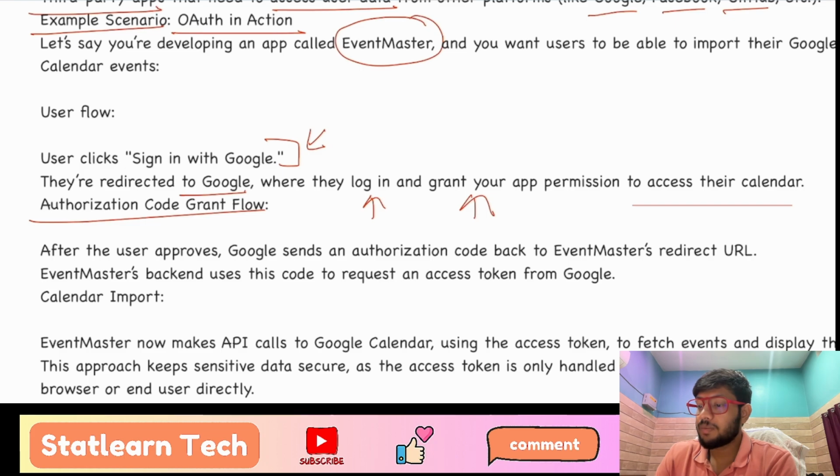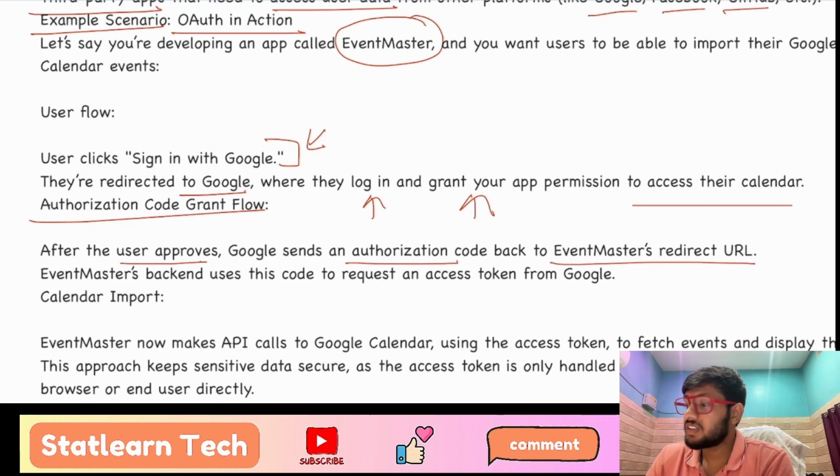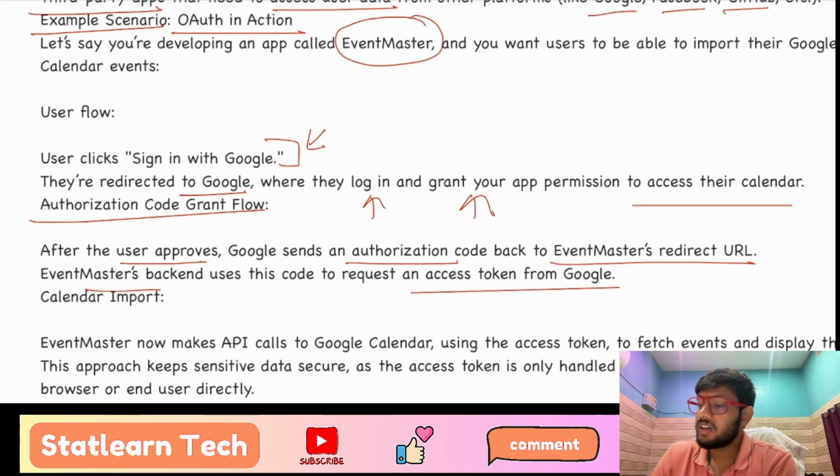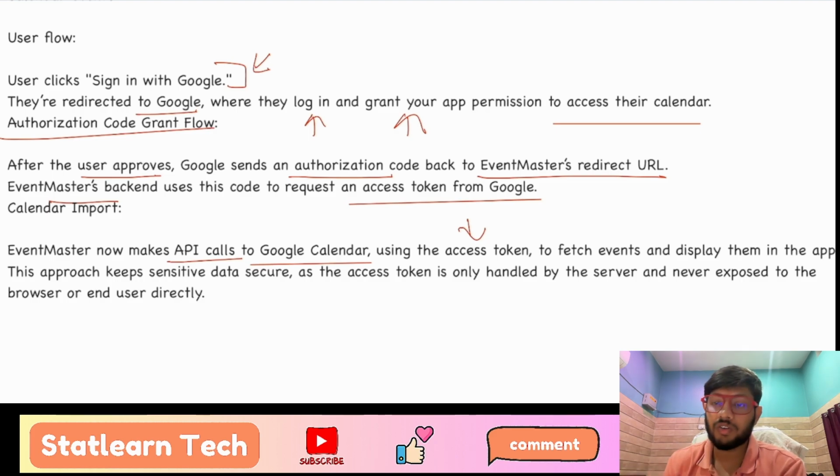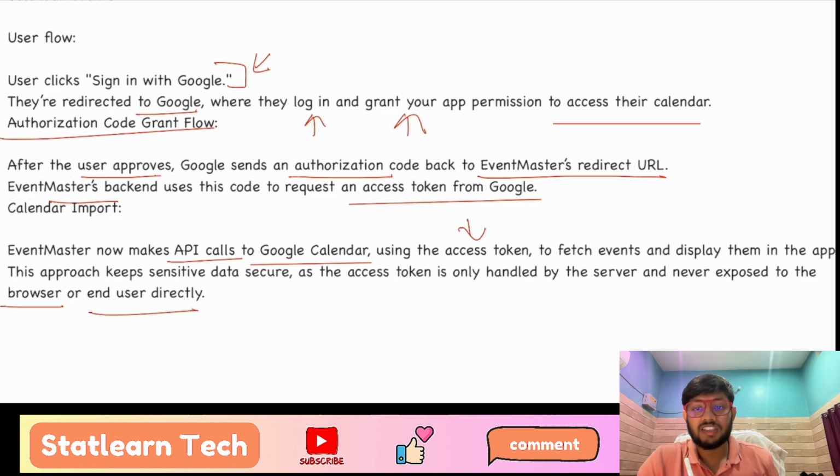Now, after the user has approved this request, Google sends an authorization code back to Event Master's redirect URL. Now, Event Master, since it is a backend server, can make use of this code to request an access token from Google. Once it gets the access token from Google, it can make API calls to access your Google Calendar data using the access token. The advantage of this particular grant type is that your access token was never in the hands of your browser or end user directly. It is only stored by the secured Event Master server, and only Event Master is using that token to access your Google Calendar data.